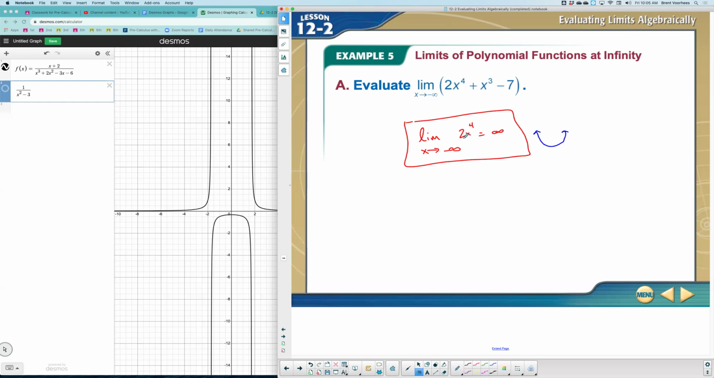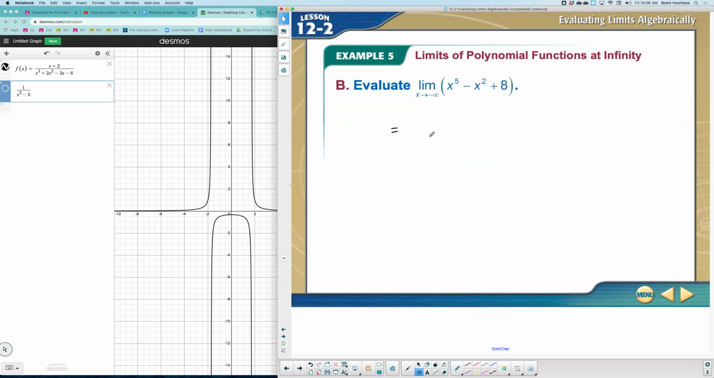So this limit will be the same answer as this limit here. I guess I could write it all in. Now that does not mean that 2x to the 4th plus x cubed minus 7 equals 2x to the 4th, but it does mean that the limits will equal one another. The limit of this function will equal the limit of the second function I wrote here, the leading term. Those two would equal each other, which does equal positive infinity because the graph looks like a parabola.